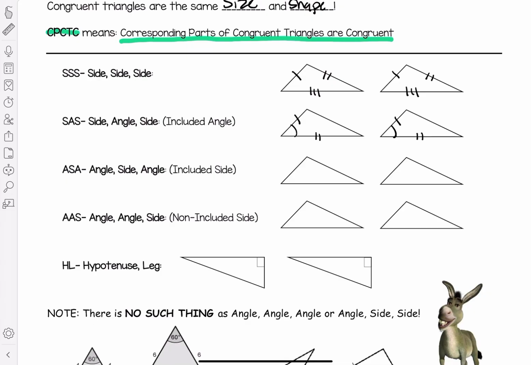Angle, side, angle would mean if we did this angle is congruent to this angle, this side's congruent to this side, and then this angle's congruent to this angle. That would be an angle, side, angle. Angle, angle, side means that we'd have this angle matches this angle, this angle matches this guy, then this side matches this side. So that's what it means by non-included side. It means the side's not between the angles, where when we have included side or included angle, that means the side and the angle are in between the other objects.